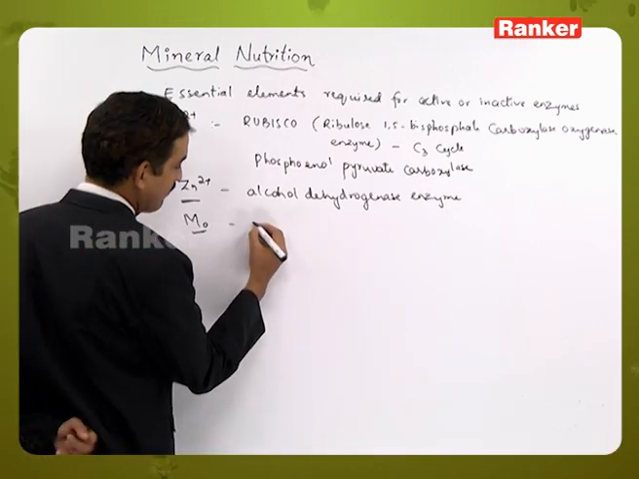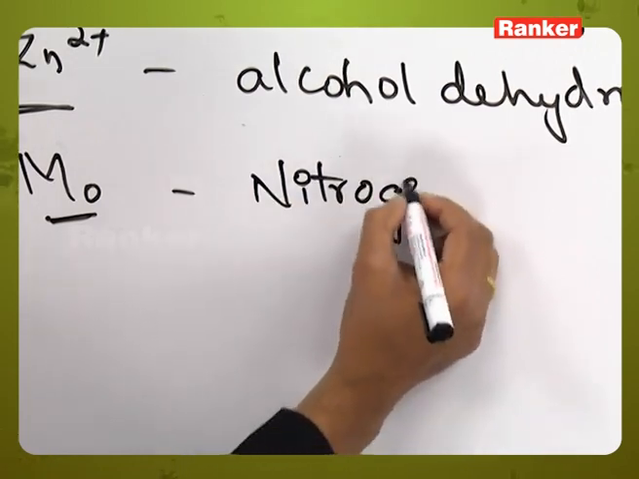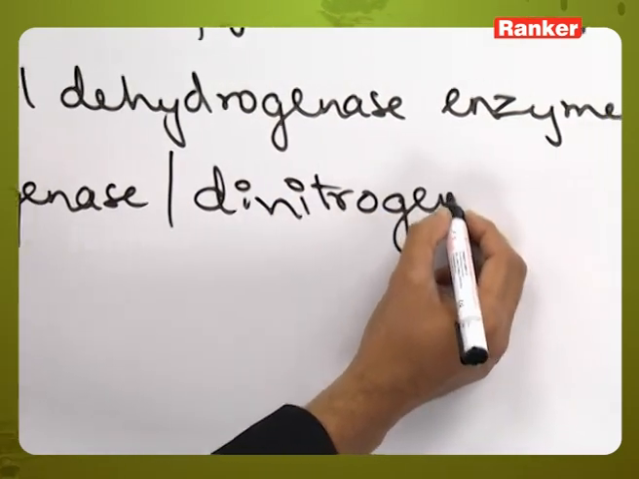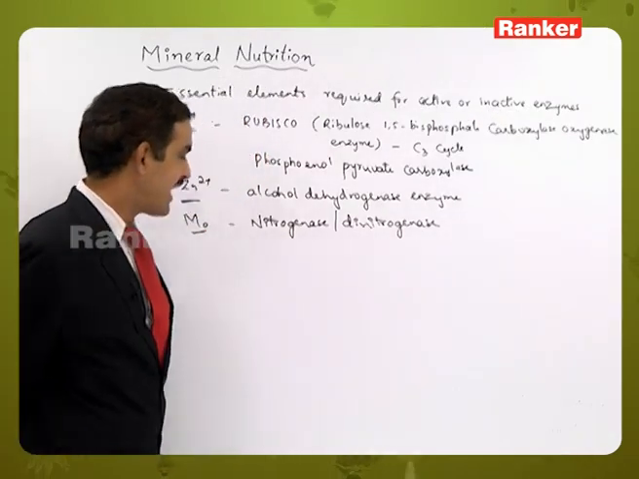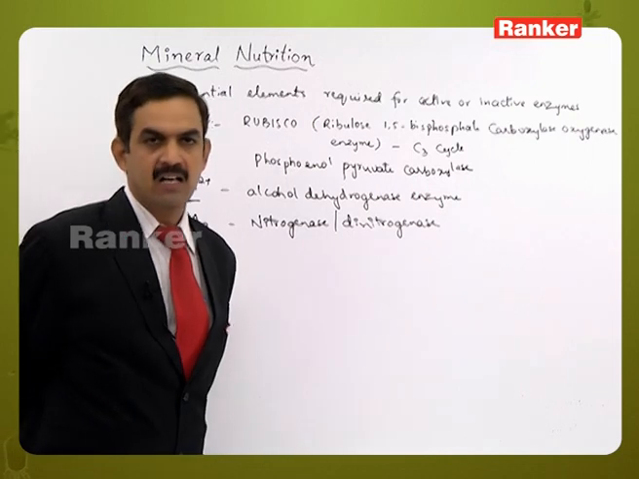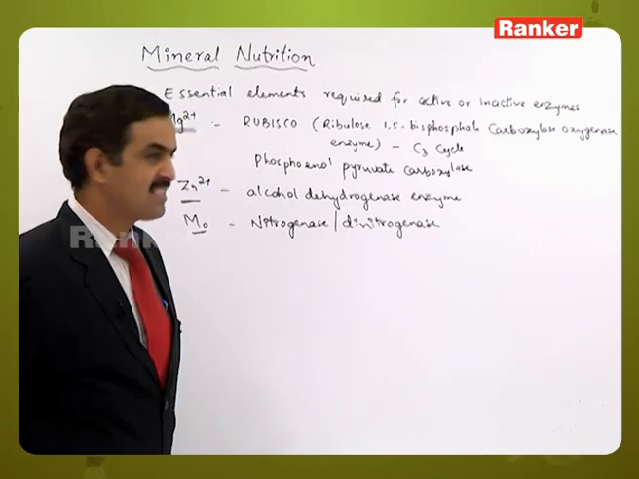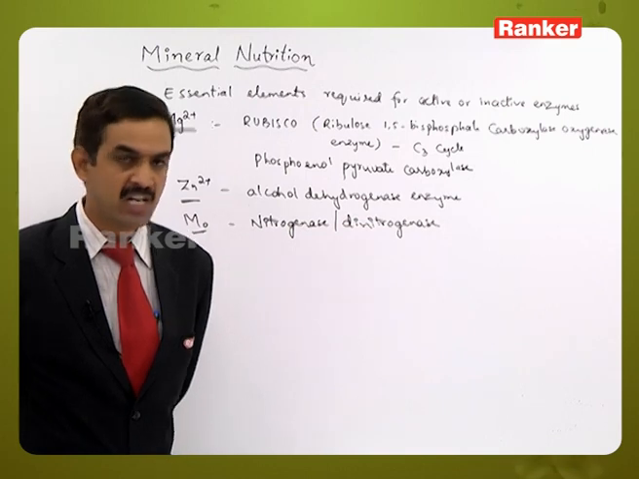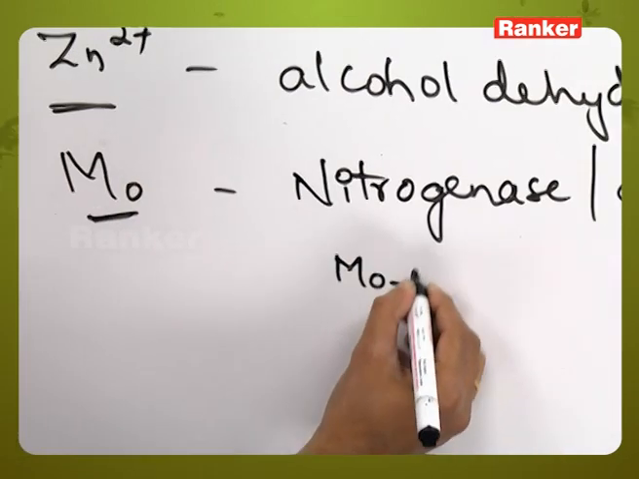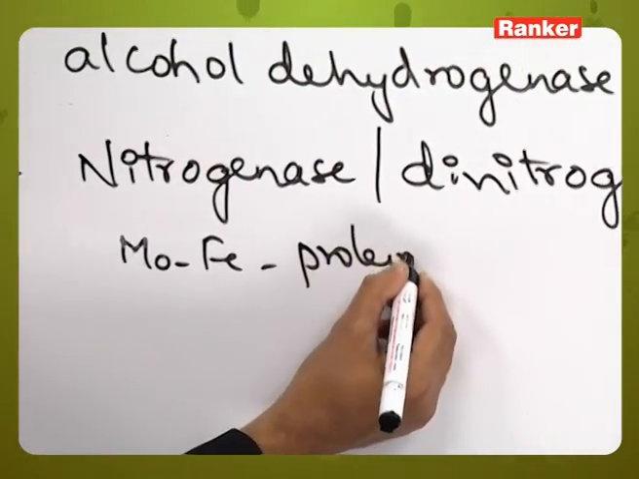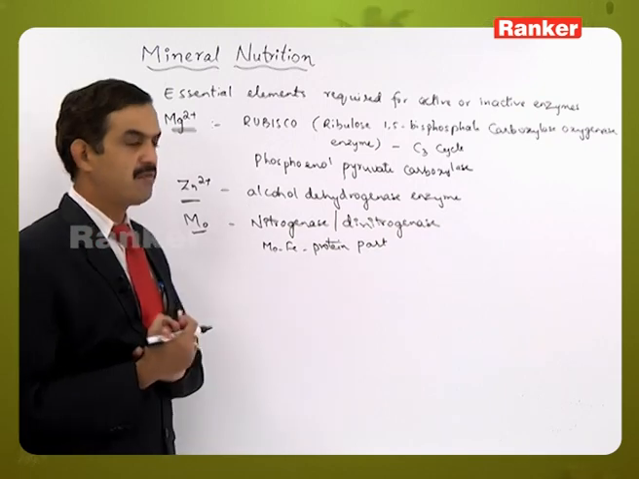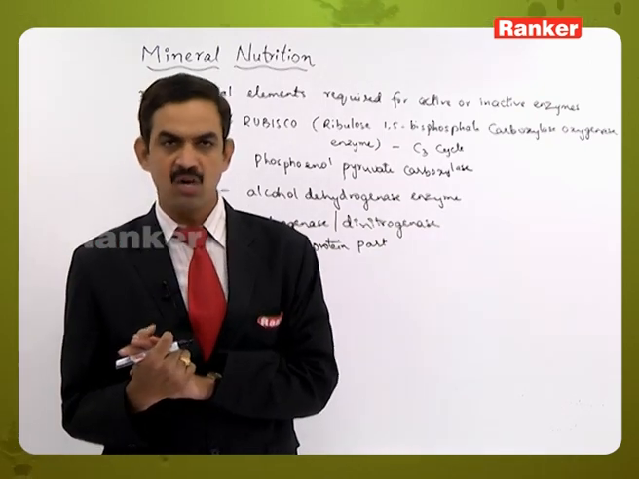Like, there is one enzyme called as nitrogenase enzyme, or otherwise we can call it as dinitrogenase enzyme. So this is an enzyme which is present in some of the prokaryotes like rhizobium and blue green algae like Anabaena and Nostoc, which are concerned with the biological nitrogen fixation. So here this nitrogenase contains MoFe protein part. So likewise, these are some of the essential elements which are required for either activity or inactivity of the enzymes.